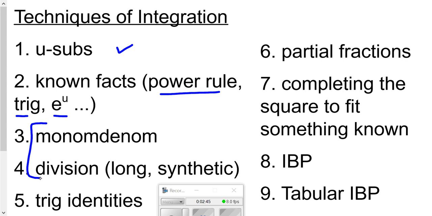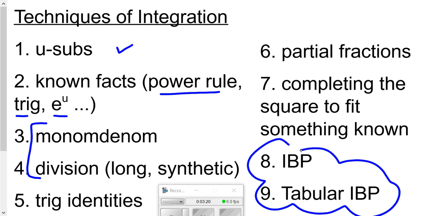Using long division or synthetic division when we have a division in our integrand, either one of those depending on the problem. We could use some trig identities at times that might allow us to integrate in a way that otherwise we would not. Partial fractions we used back in the series unit, but can also be used as an integration technique. Using completing the square to fit some other integral. So we use a lot of completing the square to see if maybe we have something that turns into inverse trig, for example. And then today, integration by parts and tabular integration by parts. That's quite a lot of different ways of integrating that we already know.